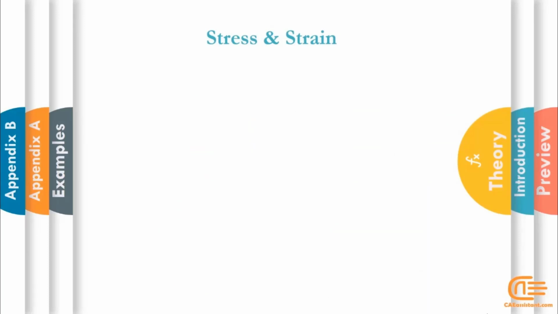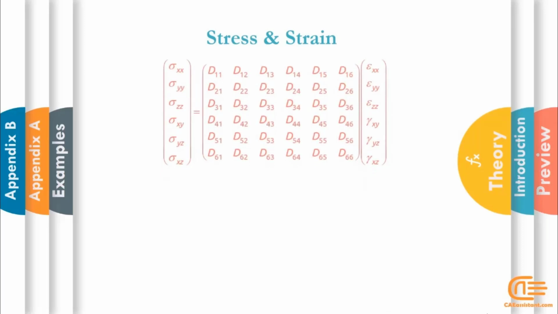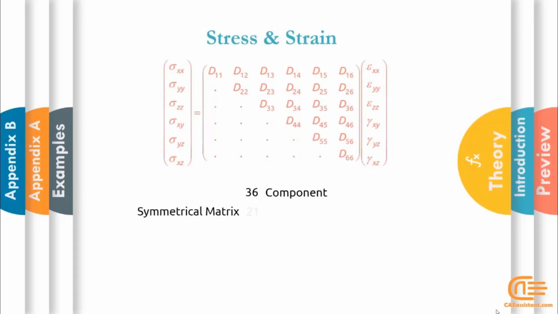With the help of the vector form of stress and strain, Hooke's law can be written in a matrix form like this, where D is the stiffness matrix and it is sometimes indicated by the letter C. As you can see, this matrix has 36 components. Due to the inherent symmetry of the stiffness matrix, only 21 elastic coefficients of the latter are independent. This number can be further reduced by the symmetry of the material.